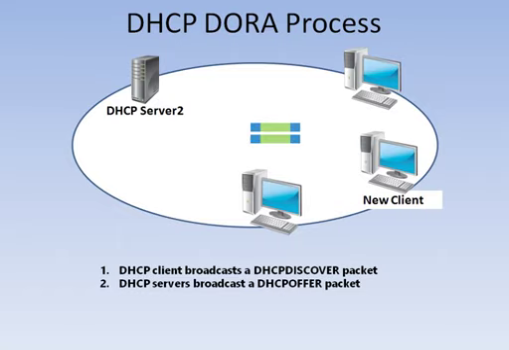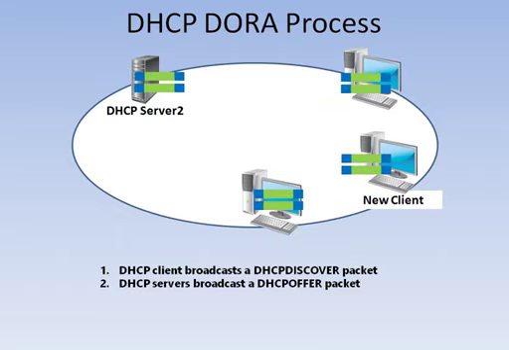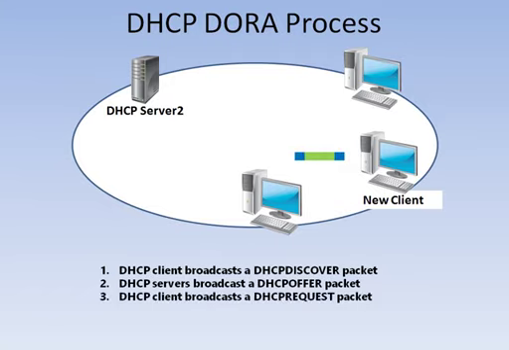Second step: this message has reached all the client machines, so an offer is given by the DHCP server. Yes, I can give you this particular IP. So the offer is given by the server side. Again, the client sends a request: yes, please assign me this IP address.